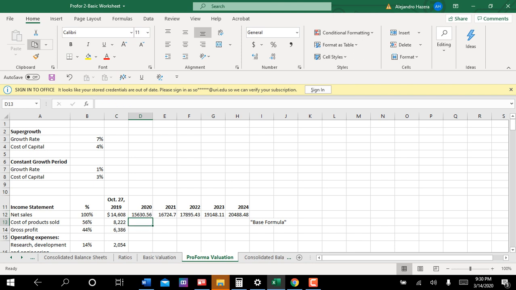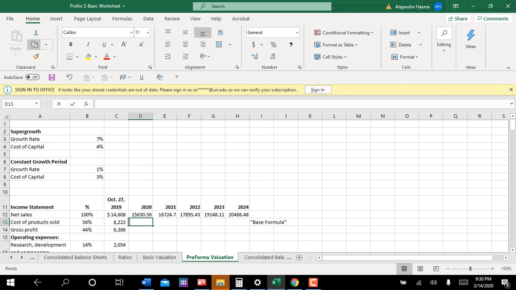Take the sales number and multiply it by this percentage. And by doing that, we're keeping the assumption that most of the relationship between sales and many of the line items is linear. So in this year, and all future years until 2024, we're going to assume that the cost of goods sold is 56% of sales.